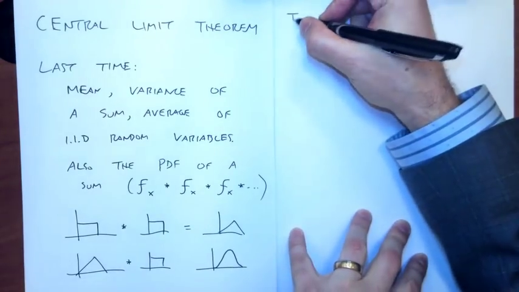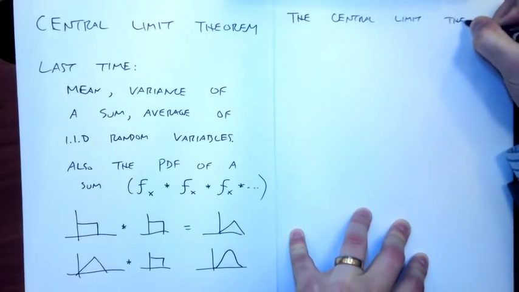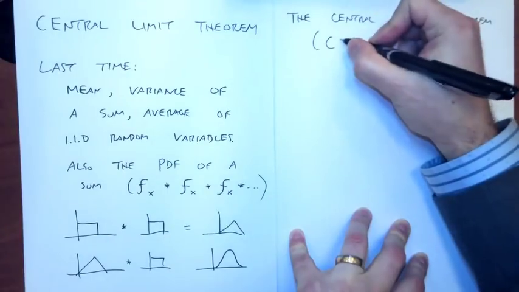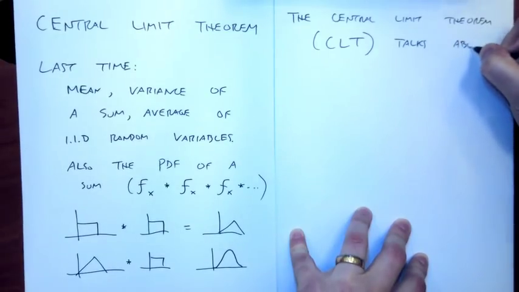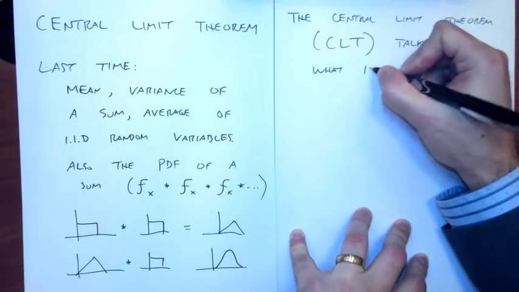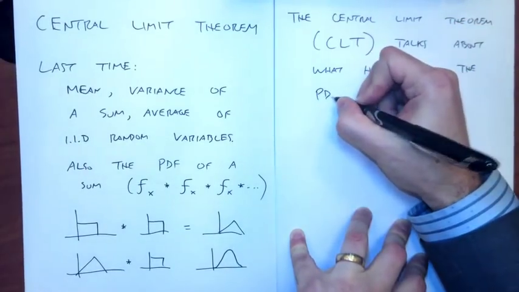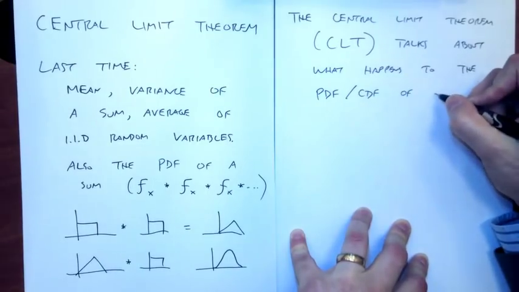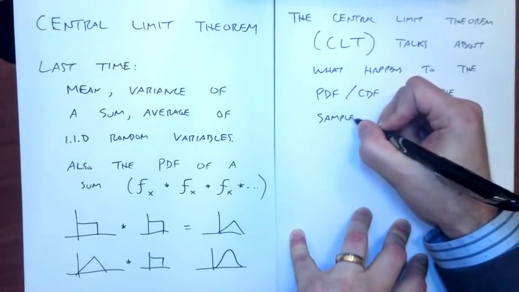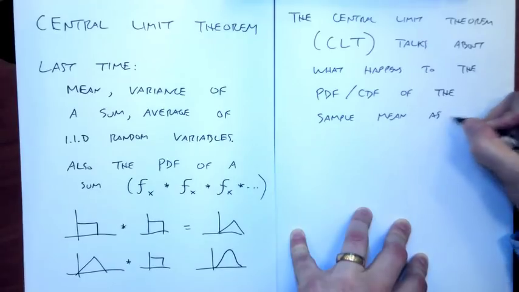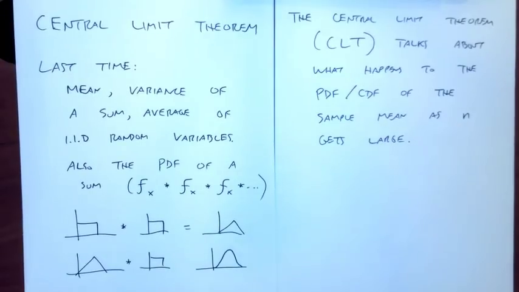So the central limit theorem, and sometimes you'll see this abbreviated CLT. It basically talks about what happens to the PDF and CDF of the sample mean as n gets large, as we add or we average more and more of the same random variable.